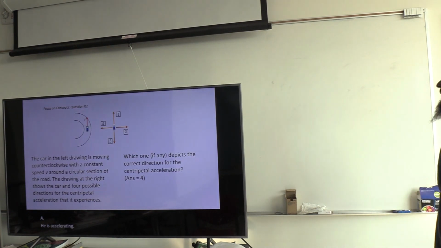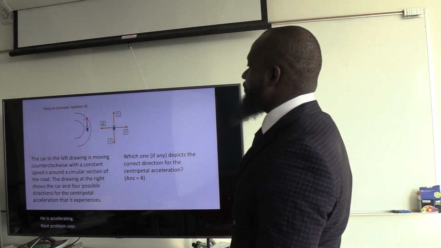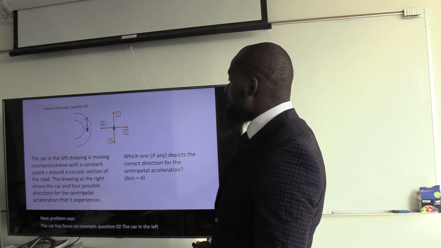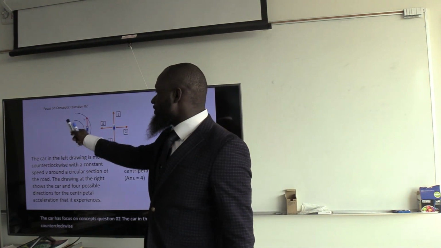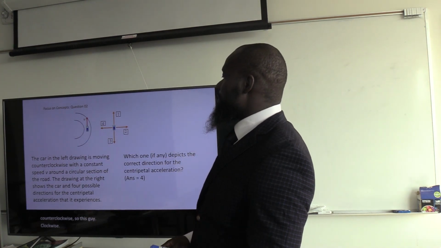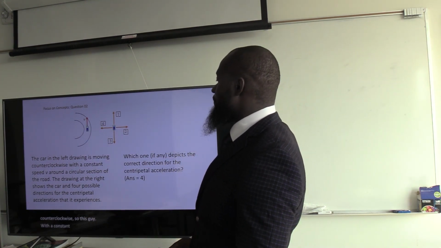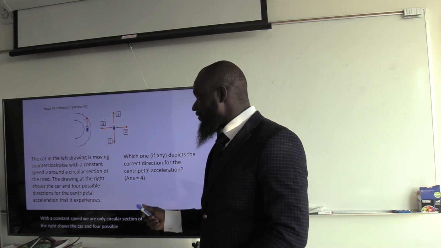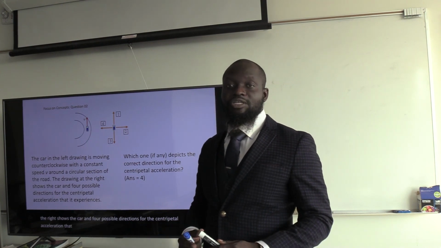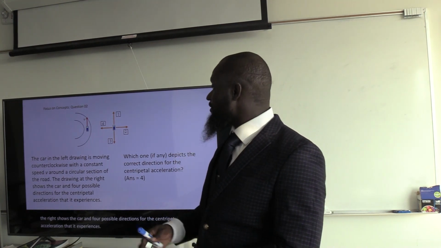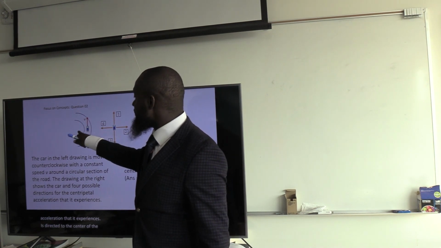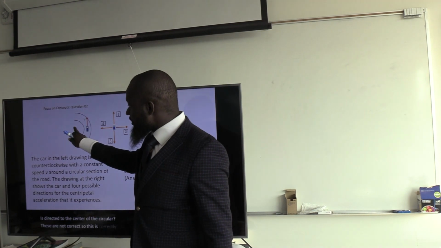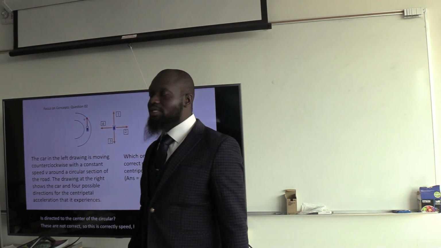Next problem is focused on concept question 02. The car in the left drawing is moving counterclockwise with a constant speed v around a circular section of the road. The drawing on the right shows the car and 4 possible directions for the centripetal acceleration that it experiences. So the centripetal acceleration is always directed to the center of the circular part, so it's going to be towards this direction, to the center. So these are not correct. This one is correct for the speed, but the acceleration is that way. Is that okay? The centripetal acceleration.